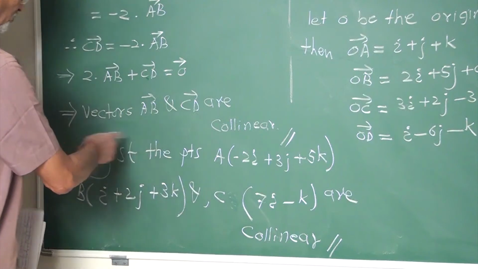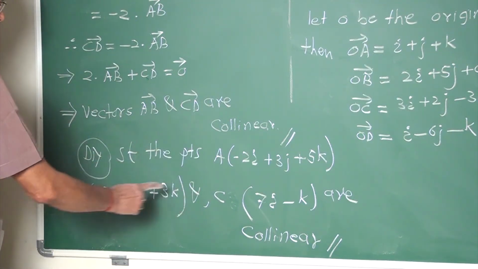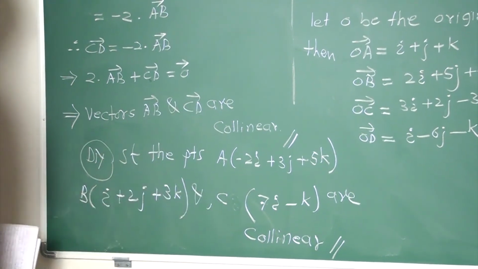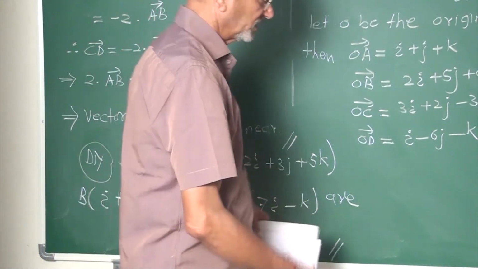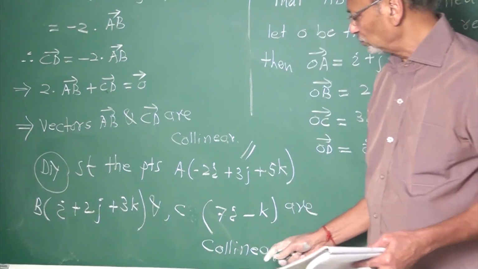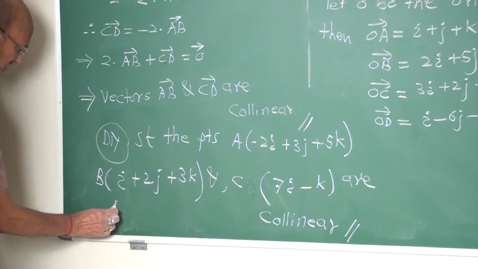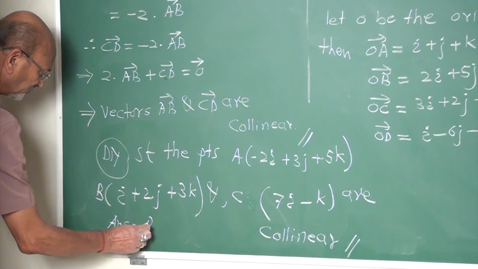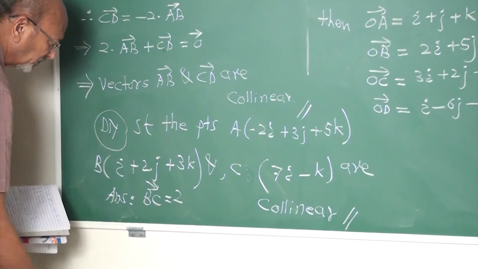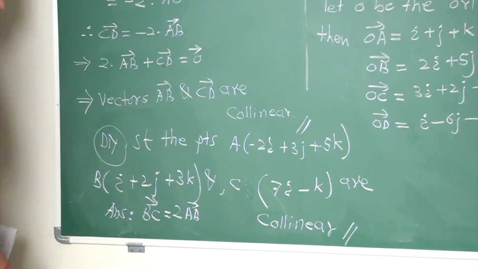So that the points are collinear, my friends, same thing you have to write: OA, OB, OC, then write AB, BC. You find the relation, AB, BC, CA. Yes, my friends, this you do at home. Here, in this case, you get BC minus 2AB is 0, so vector BC equals 2 times vector AB. Then the points A, B, C are collinear.